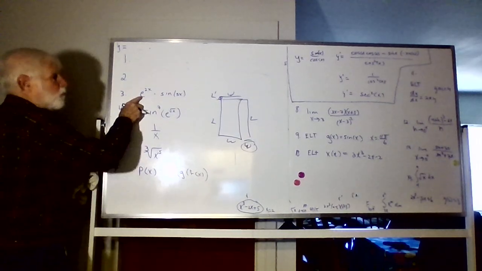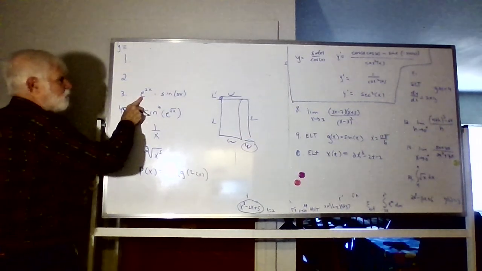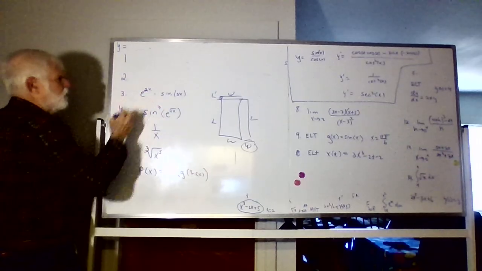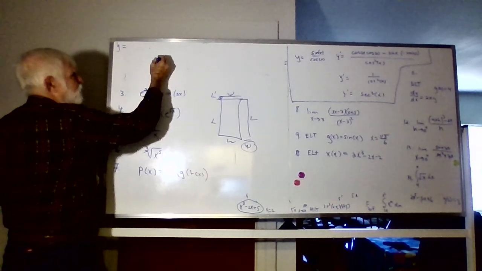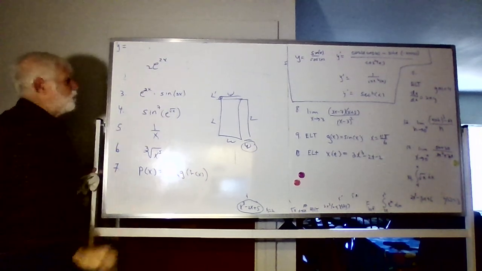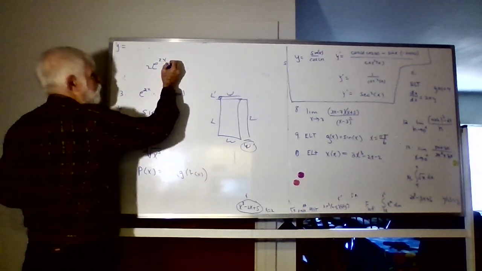So derivative of e to the 2x, we'll do that one. 2x, I think it's a 2 here. E to the 2x becomes itself times 2, but we'll put the 2 in front. Leave sine of 3x alone.